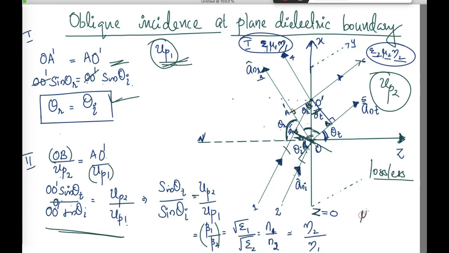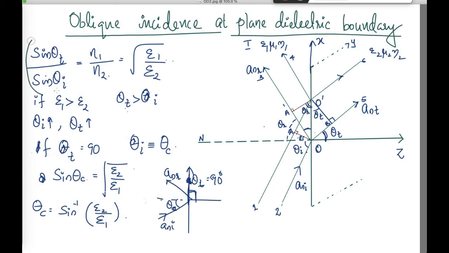If you take the media as non-magnetic, mu 1 is approximately equal to mu 0, and mu 2 is also approximately equal to mu 0. So you can write beta 1 by beta 2 as root epsilon 1 by root epsilon 2. Root epsilon is the refractive index, so root epsilon 1 by root epsilon 2 is n1 by n2. And we know that eta is root of mu by epsilon, so since mu are assumed equal, this can be written as eta 2 by eta 1. So the ratio of the sine of the transmitted angle to the sine of the incident angle is the inverse ratio of refractive indices, n1 by n2, and it is equal to root of epsilon 1 by epsilon 2.